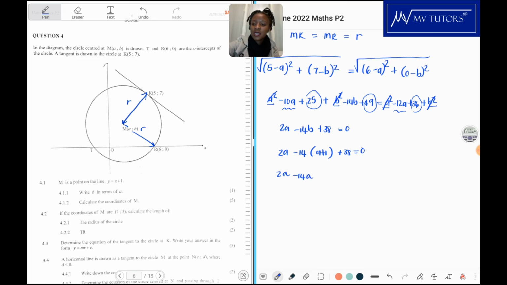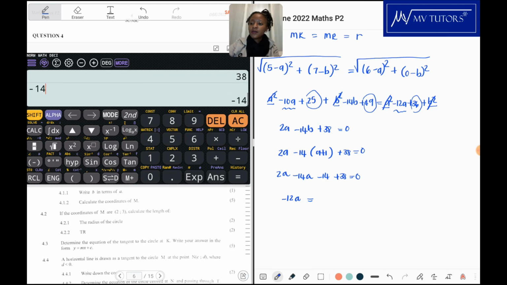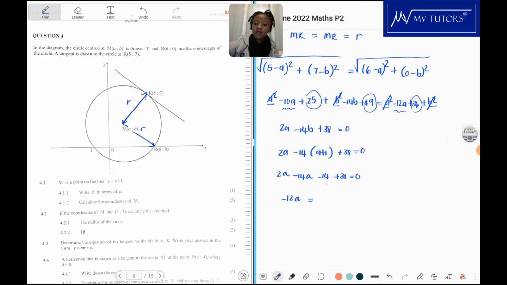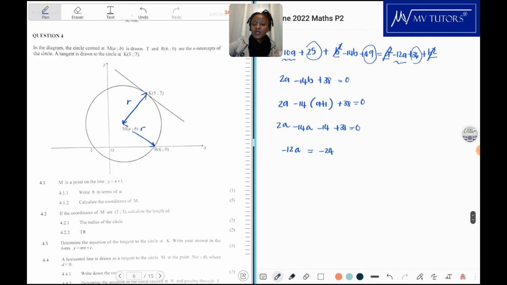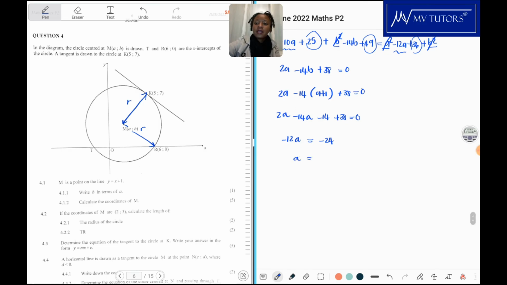Okay, so I have negative 14a, negative 14 plus 38 is equal to 0. I'm going to take the numbers to the other side. So 2 minus 14, that will give me negative 12a. And then negative 14 plus 38, that is 24. If I take it that side, that will be negative 24. So a will be equal to 24 divided by 12, that's 2. a is 2. And yeah, we're on the right track, so I can rest easy.